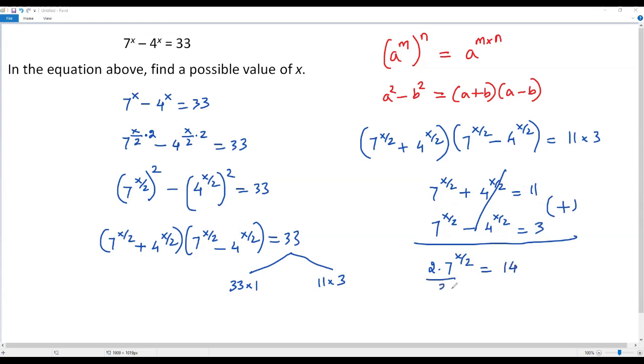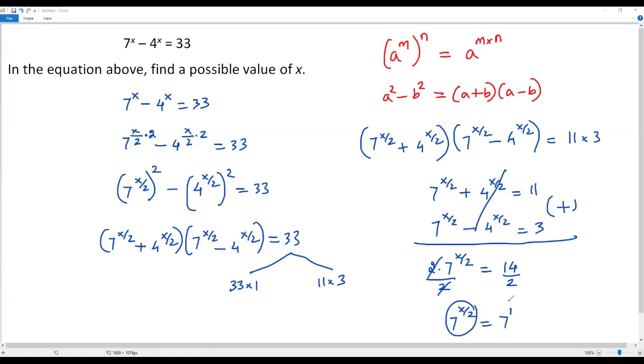Now let me divide both sides of the equation by 2. When I do so, this 2 will cancel out. Then I'm getting 7 to the power of x over 2 on the left side. When I divide 14 by 2, I'm getting 7. Now we have a power of 7 on the right side. This 7 can be written as 7 to the first power. If there is no exponent for a number, we can assume 1 as an exponent. So this is a power of 7.